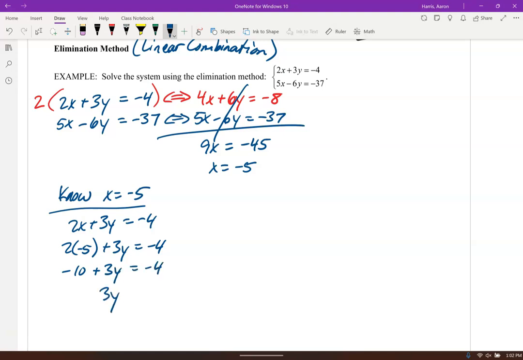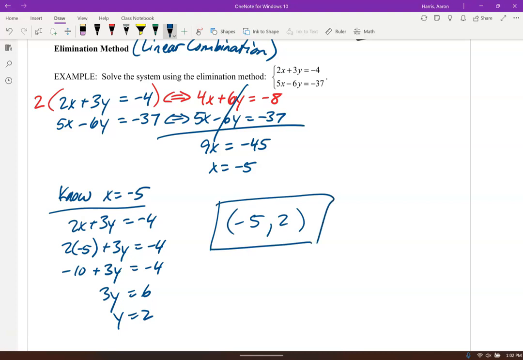Add 10 to both sides. Divide by 3. So x is -5 when y is 2. Or when x is -5, y ends up being 2. That's the point of intersection of those two graphs, those two lines, -5, 2.